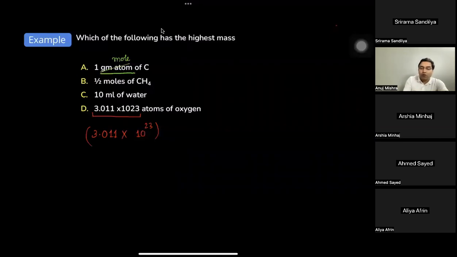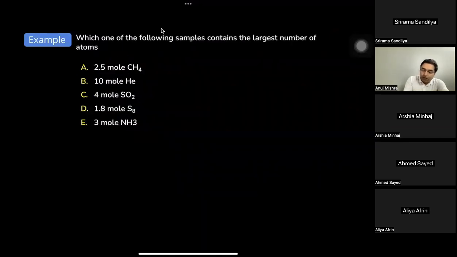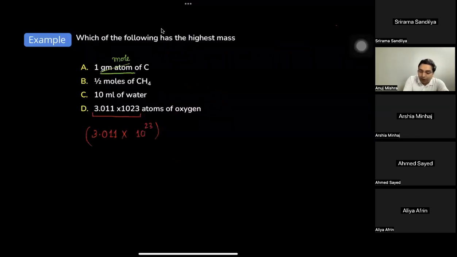Now 1 mole of C, what is the mass? Carbon's atomic weight is 12 gram for 1 mole. So can I say 1 mole of C, the mass is 12 gram? Is it clear? Is it simple for everyone? First part. Check the answer. It shall come out to be 12 gram. First part is clear? Okay.